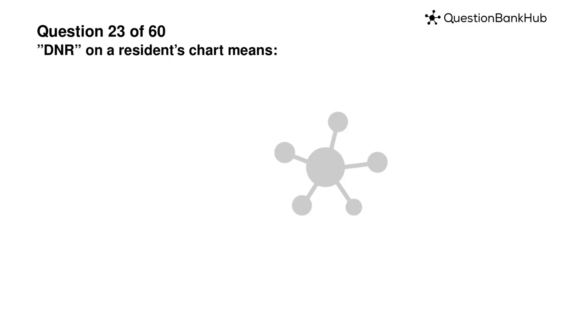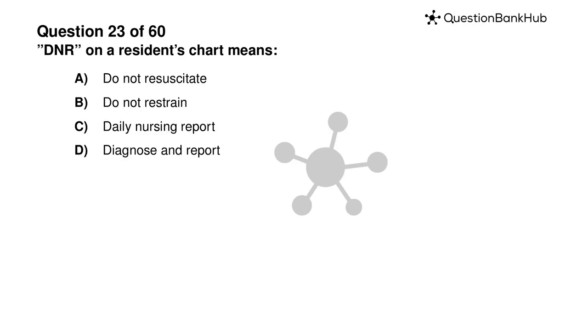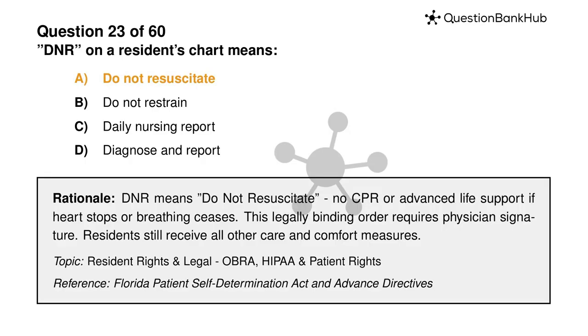Question 23. DNR on a resident's chart means A. Do not resuscitate. B. Do not restrain. C. Daily nursing report. D. Diagnose and report. The correct answer is A. Do not resuscitate. DNR means do not resuscitate, no CPR or advanced life support if heart stops or breathing ceases. This legally binding order requires physician's signature. Residents still receive all other care and comfort measures.